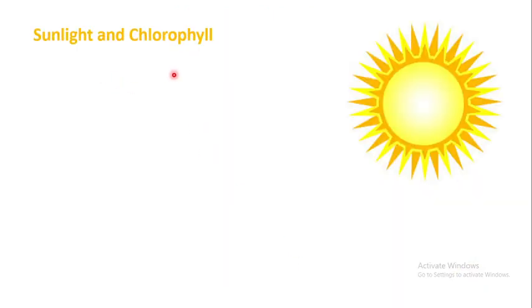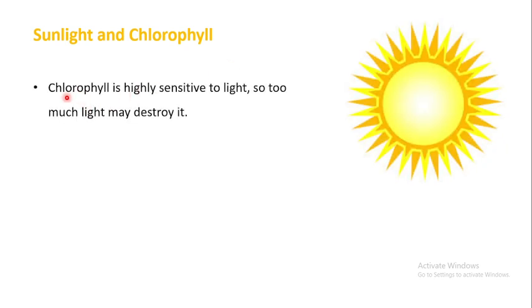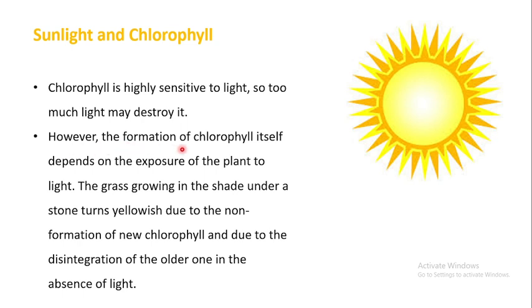Now let's talk about sunlight and chlorophyll. What's the relationship? So chlorophyll is highly sensitive to light. So too much light may destroy it. Okay. So it is highly sensitive to light, although it requires sunlight, but too much light may destroy the chlorophyll. However, the formation of chlorophyll itself depends on the exposure of plant to light.